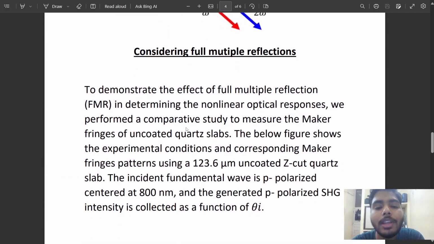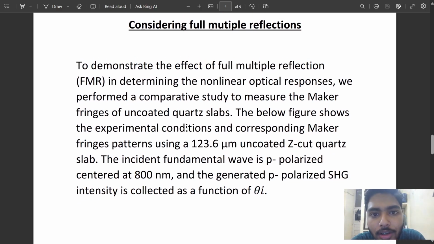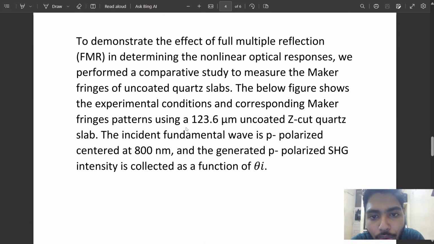Another thing, we'll be demonstrating the full multiple reflection of the Z-cut quartz, the Z-cut uncoated quartz, to determine the nonlinear optical responses. We will see what happens when you consider full multiple reflections in the Z-cut quartz. Here also, Z-cut quartz means that the quartz crystal, that is SiO2, is cut along the XY plane, and it is perpendicular to the Z axis. So here we will talk about the full multiple reflections.